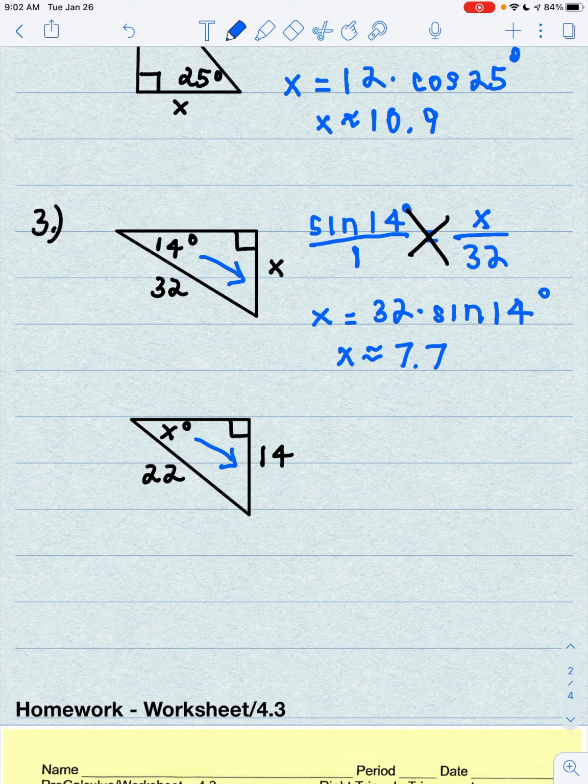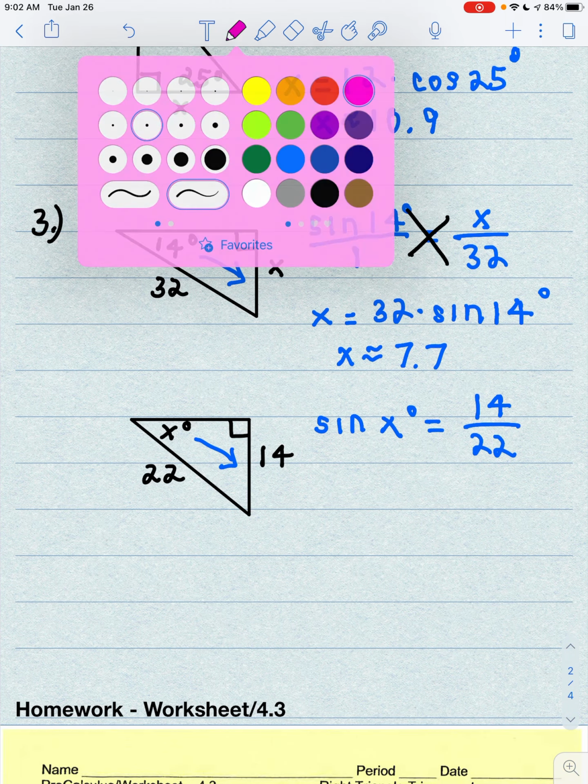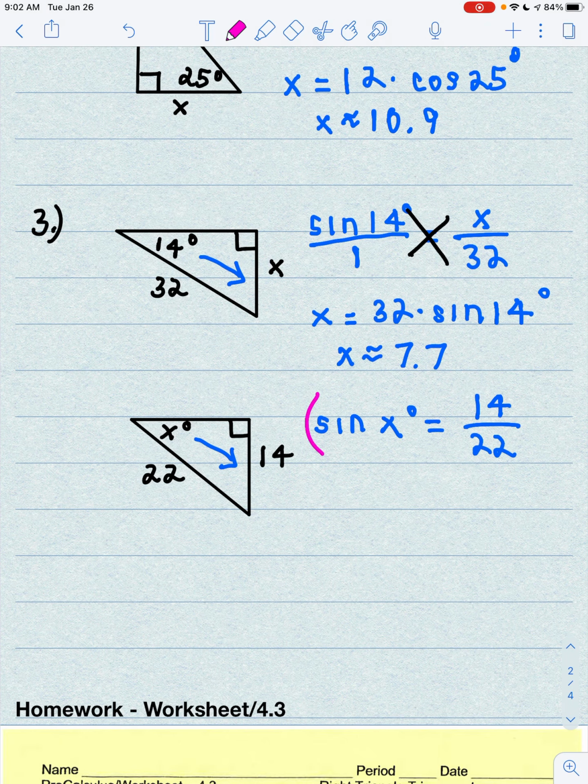In the last triangle, when we go to find the sine, this time it's the unknown angle that we want to find. And opposite over hypotenuse is 14 over 22. But this is the instance where we have to use the inverse trigonometric function to undo finding the sine. So literally, that means x is going to equal the inverse sine of the ratio 14 over 22.